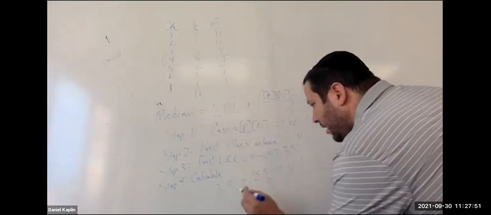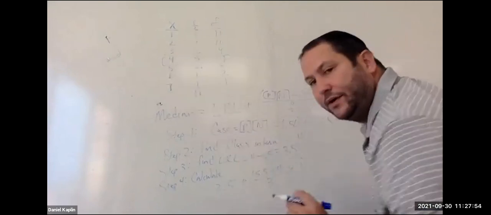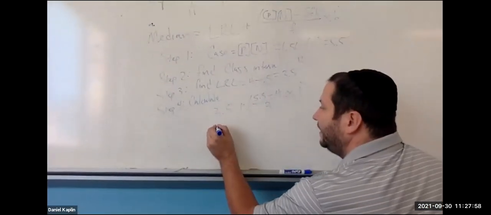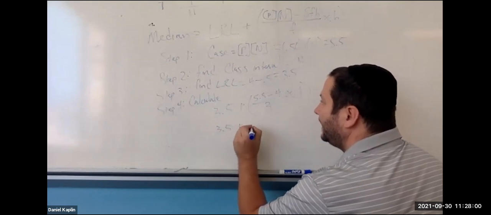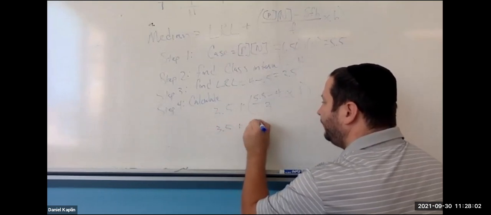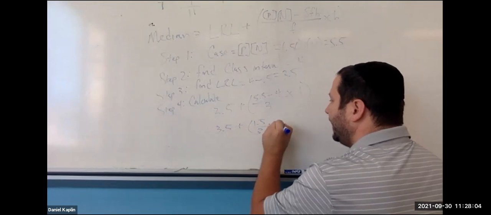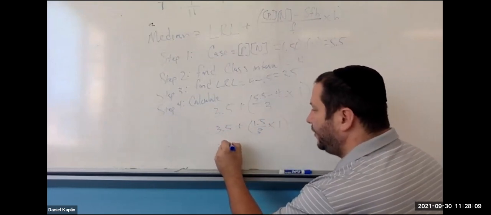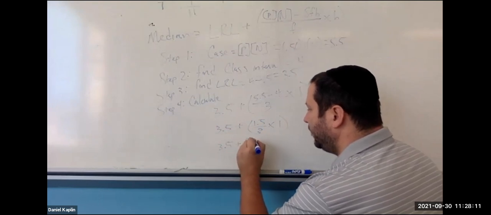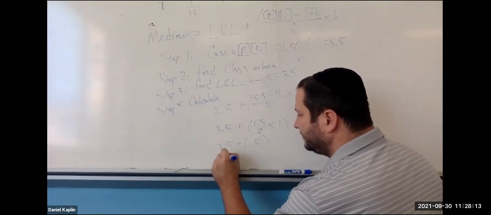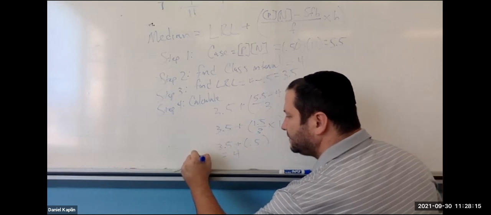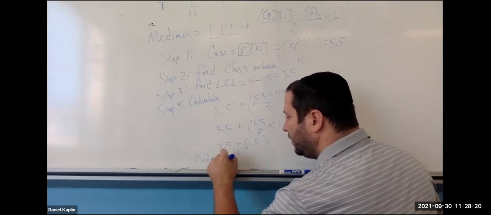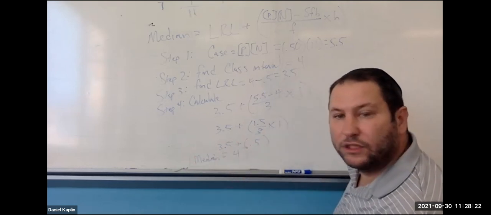So now I have all my numbers. I'm going to lower the camera so you can see. 3.5 plus 1.5 over 3 times 1, right? So we are going to do 3.5 plus 0.5, which gives me 4. That's my median. That, my friends, is all she wrote, right?